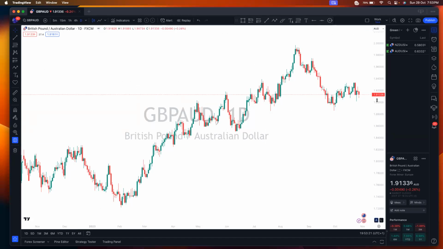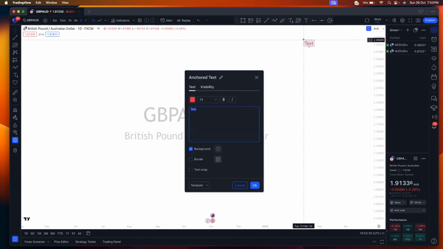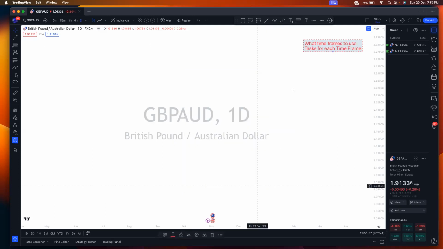One thing about what we'll be looking at, what top-down analysis is going to be answering the most, is what time frames to use, and then what to use them for, or rules or tags for each time frame. We'll be looking at what time frames to use and then tags for each time frame.